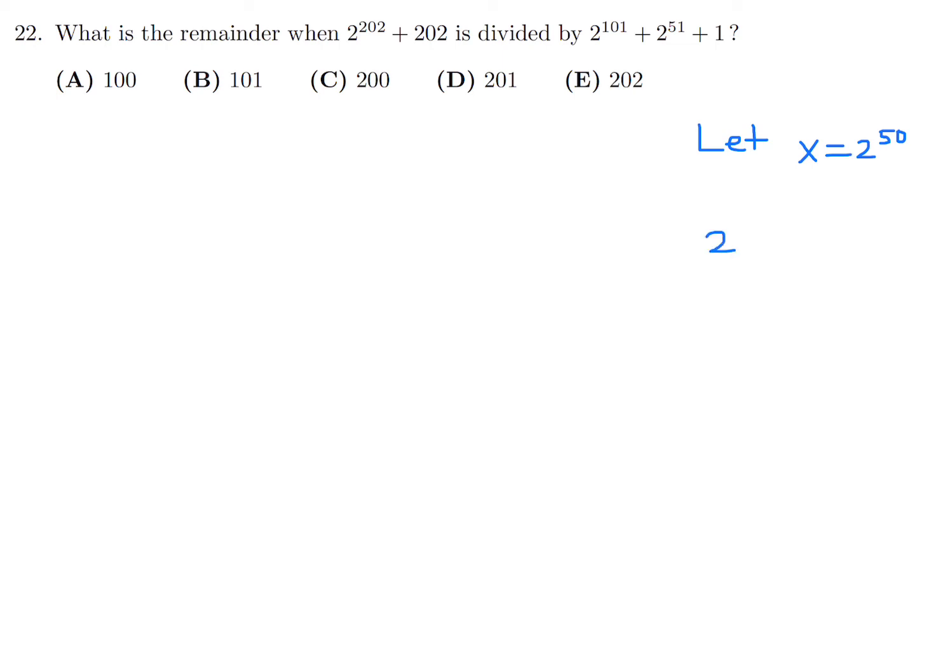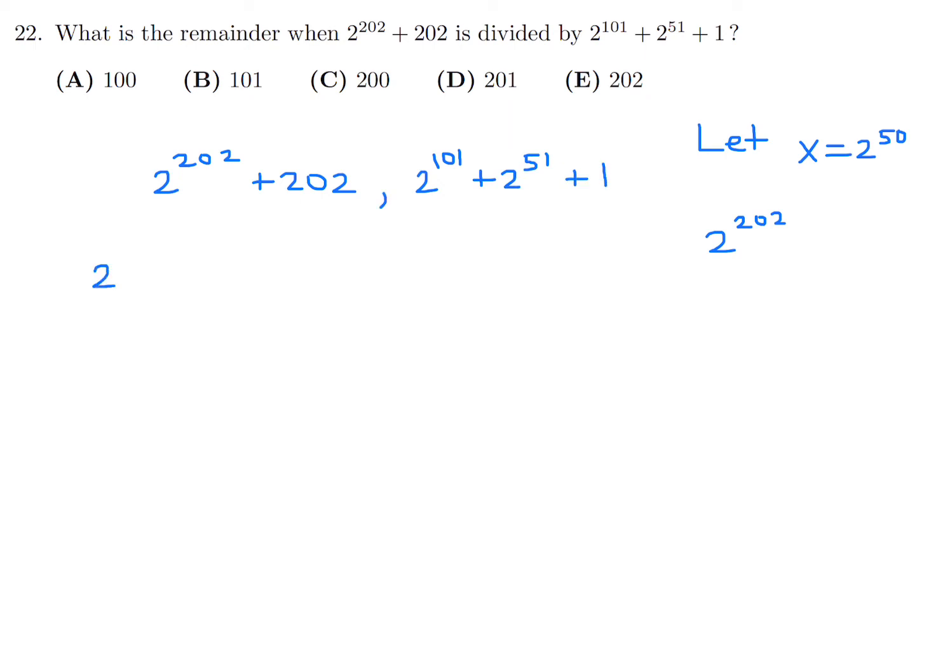2 to the power of 202 and 2 to the power of 101 and 2 to the power of 51. I will have to use that as a substitution. Okay, let's write this out. 2 to the power of 202 plus 202, and then 2 to the power of 101 plus 2 to the power of 51 plus 1. Okay, so these are my two expressions.